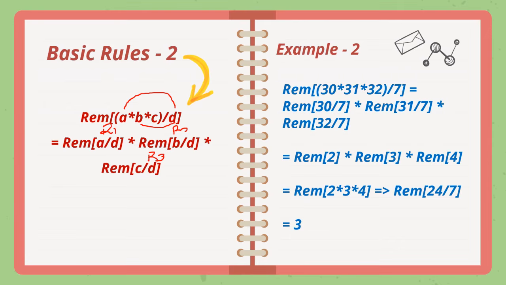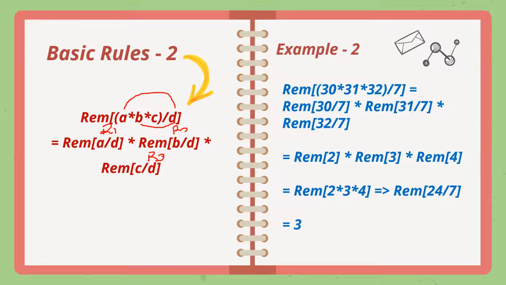So let us go for a very simple example. I have taken three numbers 30, 31 and 32. It is not necessary that you have to have only three numbers. You can even take two numbers. It can be 30 into 31 divided by 7 or 30 into 31 into 32 into 33 divided by 7. Any series of multiplication, this rule applies. So when divided by 7, we need to find the remainder.